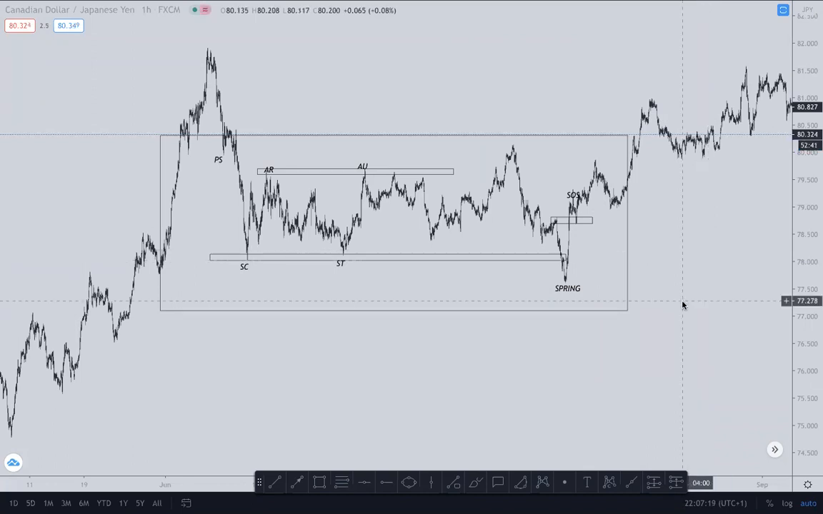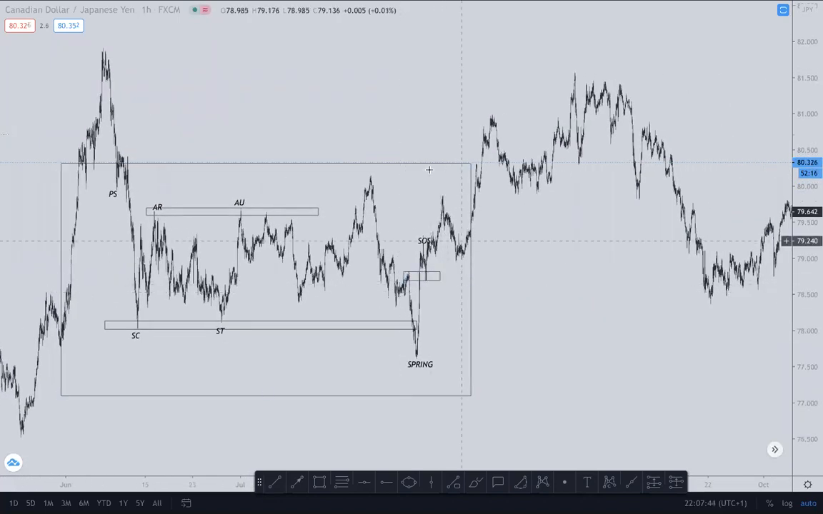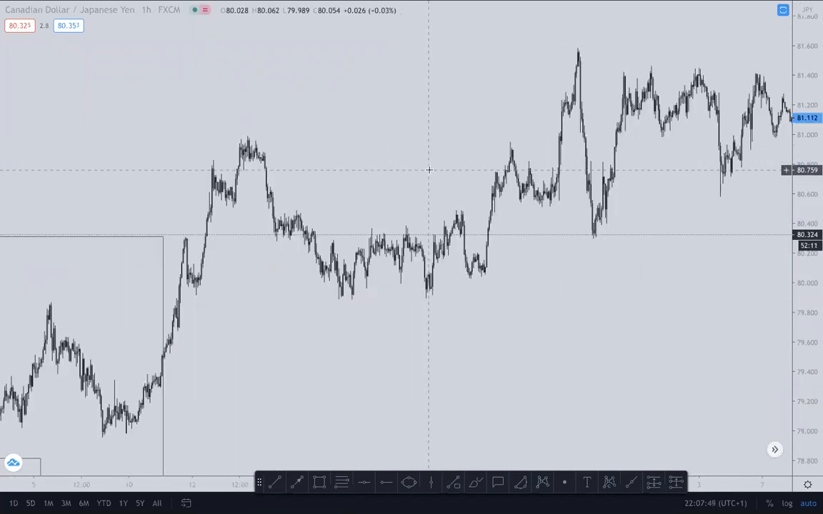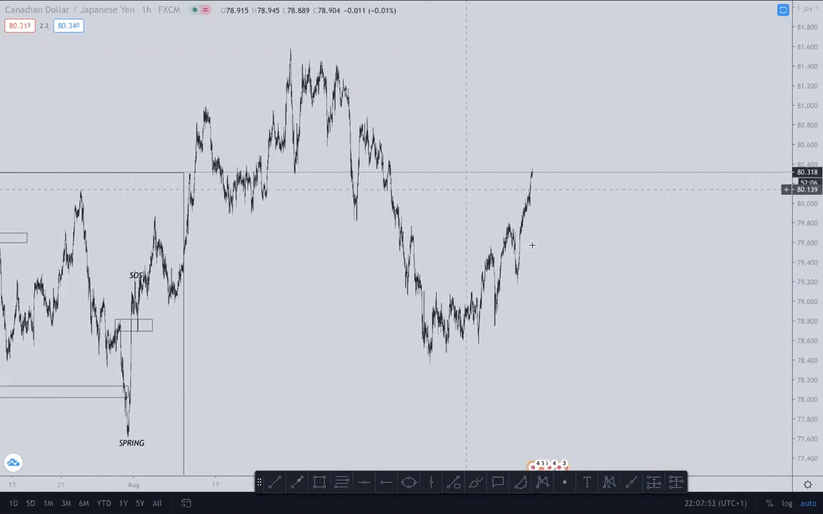Good. Yes, somebody is asking a question about the AU. The AU is some sort of like attempted up thrust. Attempted up thrust. You understand, but I don't know how to identify them. All right, let's do some more examples. Maybe by the time we finish, people may just about understand and know how to use the Wyckoff.